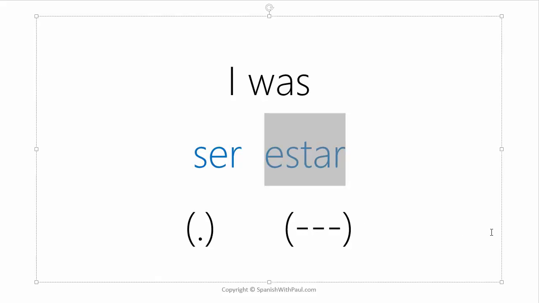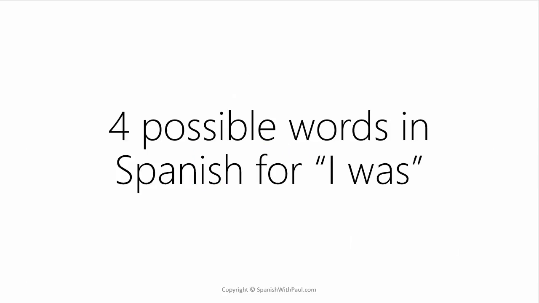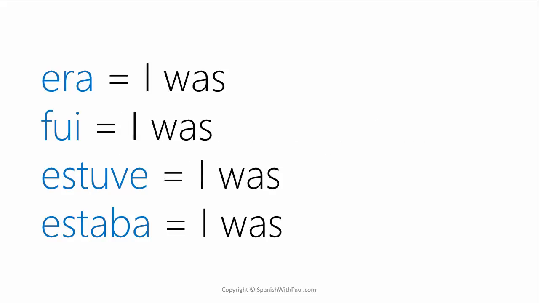So it's like 2 plus 2 equals 4. And it really does give us 4 possible words in Spanish for I was. Here they are. It would be era, fui, estuve, and estaba. All of them mean I was.